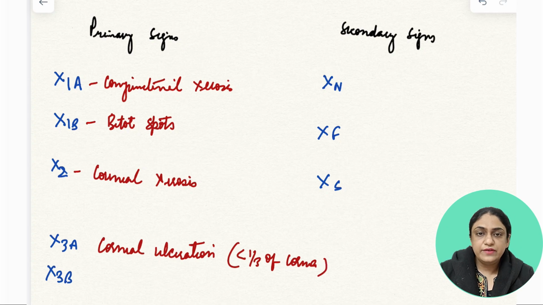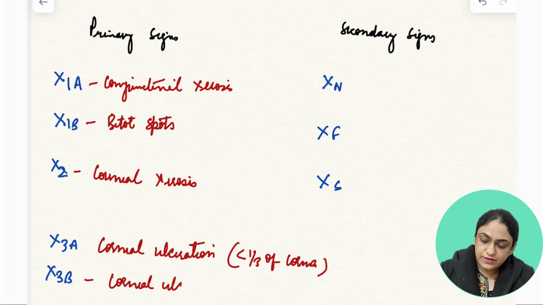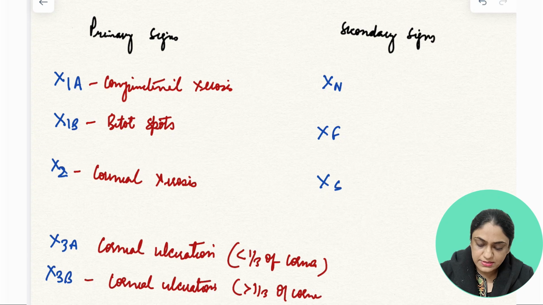If the ulceration is involving less than 1/3 of the cornea, it is classified under X3A. Whereas corneal ulceration involving more than 1/3 of the cornea is X3B. Right, so these are the primary signs.